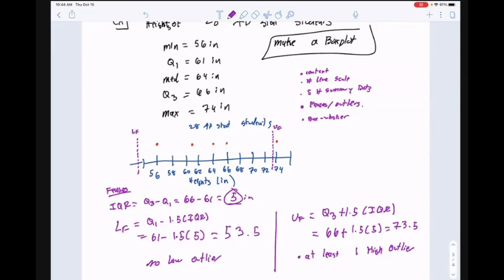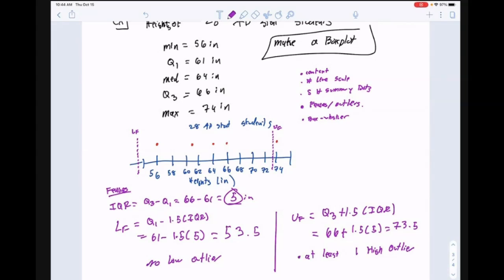I cannot see individual data points. I maybe had two individuals who were 74 inches tall. I don't know how many people I had that were 74 inches tall. I know I have at least one person that's 74 inches tall, but I don't know the next person's height. I don't have the data.